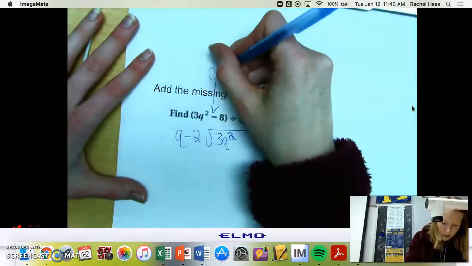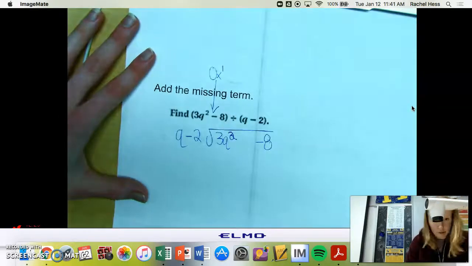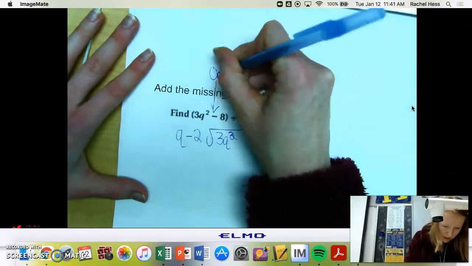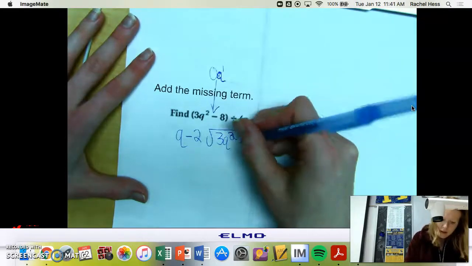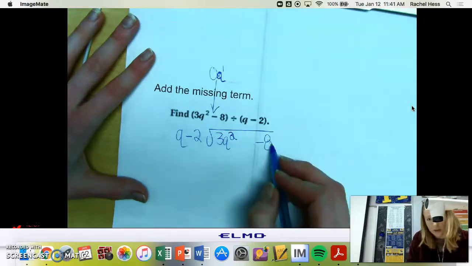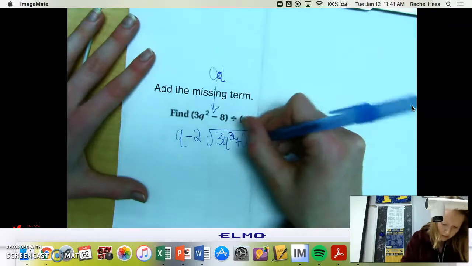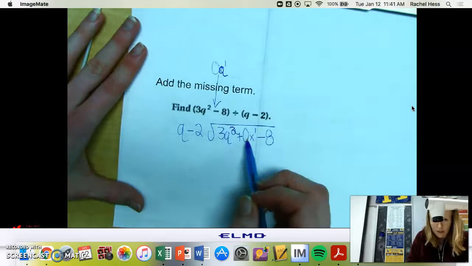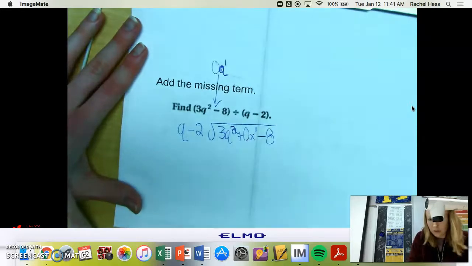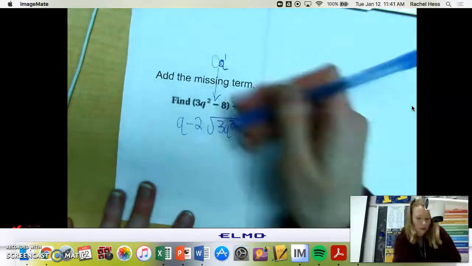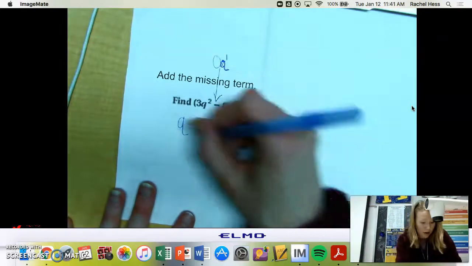Your missing term, it looks like it's missing x to the first power, right? Or in this case, q to the first power. If you have a problem and it skips immediately from the second degree to the 0th degree, you need to fill in the missing term with that missing degree. So I'm going to fill in 0 times q to the first power. Once you fill that in, we're going to continue this process just like we were doing before.